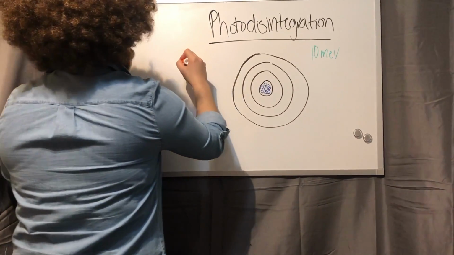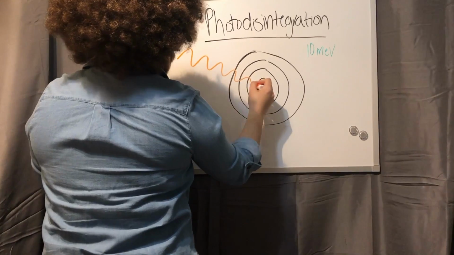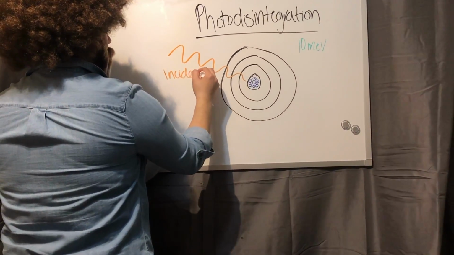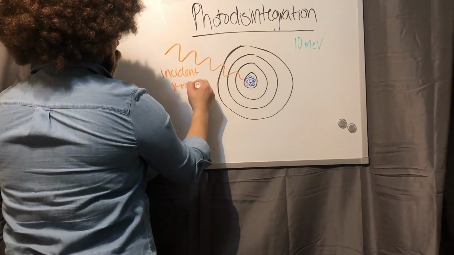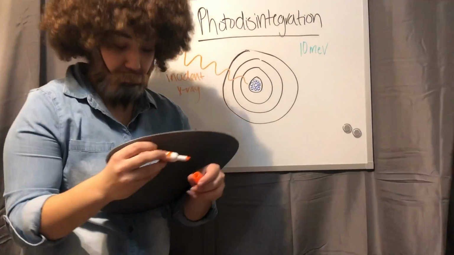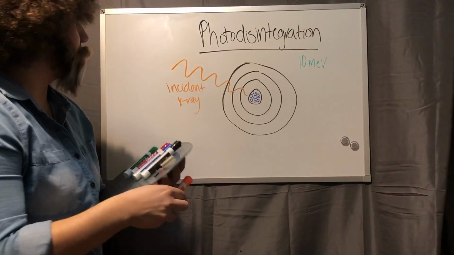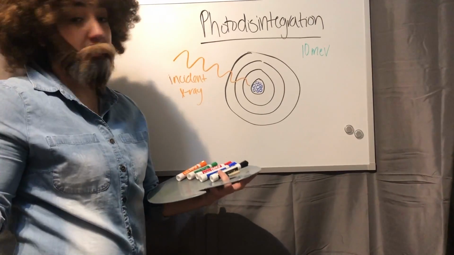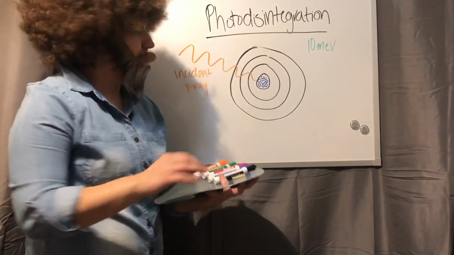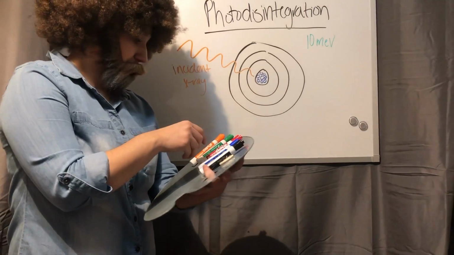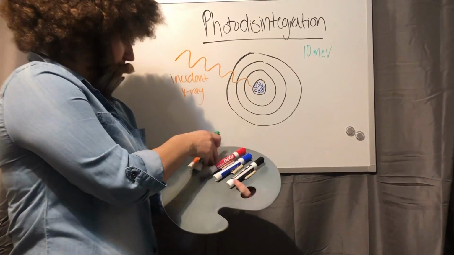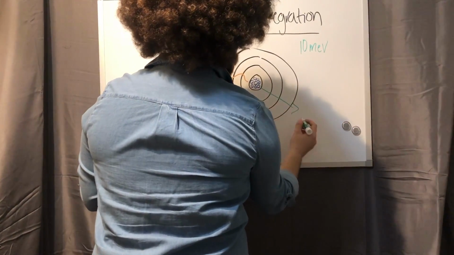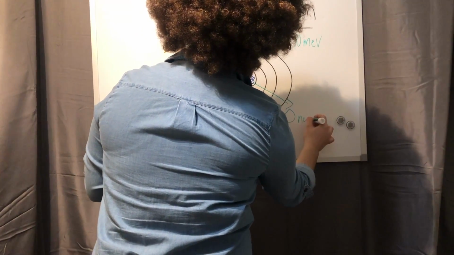So we got our incident X-ray right here. Just gonna come across and just label it incident X-ray, just like that. So once it's absorbed by the nucleus, it is raised to an excited state and instantly emits a nuclear fragment. So we'll go ahead and draw it out. Forest green right here. Just straight out that way. We'll call this the nuclear fragment.